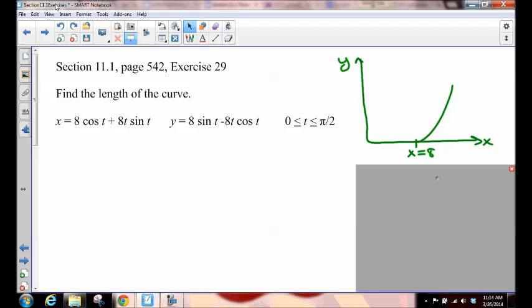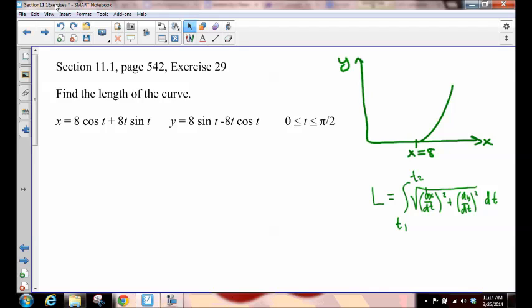So the section tells us that we can rewrite our length formula from chapter 8 as this when we have parametric equations. So we're going to have L is equal to the integral from t1 to t2 of the square root of dx dt squared plus dy dt squared all times dt. So the first thing we need to do is take our derivatives.